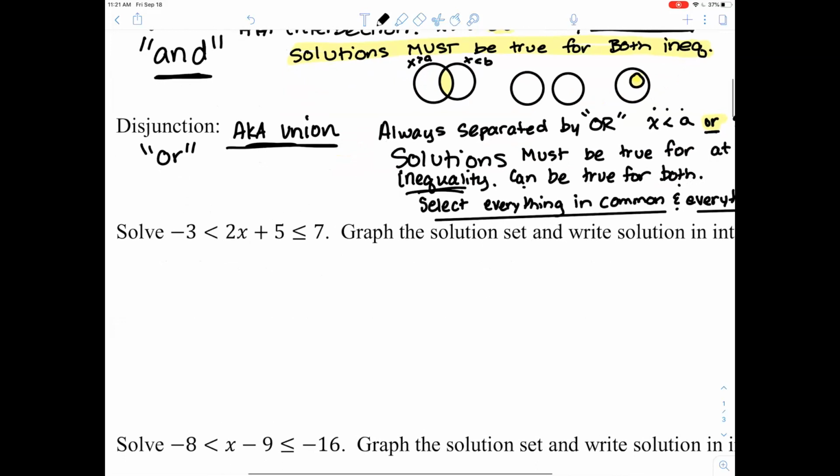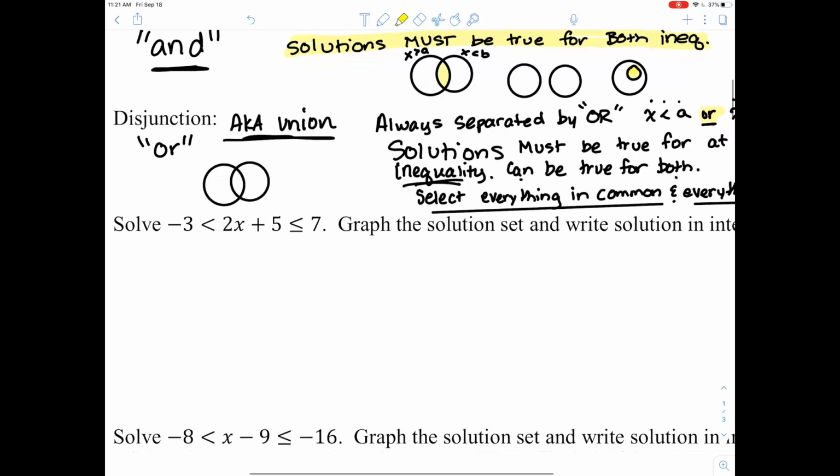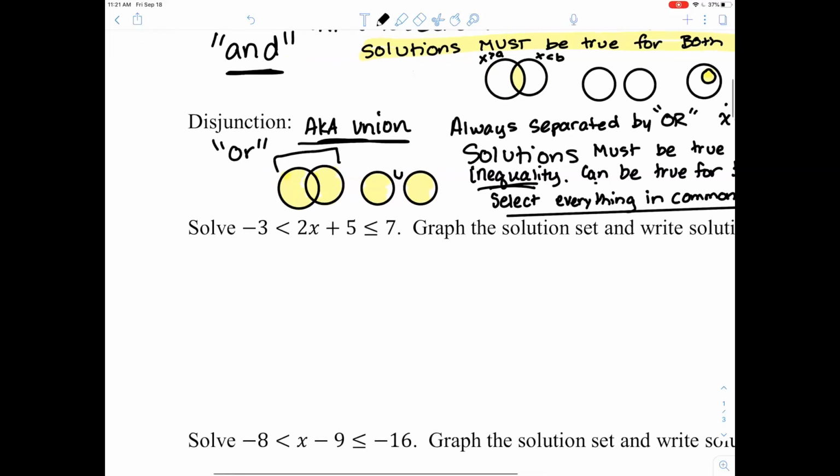Okay, so if I were doing a disjunction in the form of a Venn diagram that had overlap, then my solution would be all of what they have that's unique and all that they have that is common. So it would be all of this. Okay, that would be a disjunction. Or if we had one that looked like this and then one that looked like this, our solution would be all of that and all of that. And when there's no intersection, you use a union to connect those.